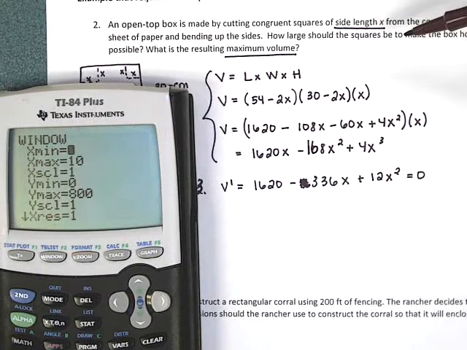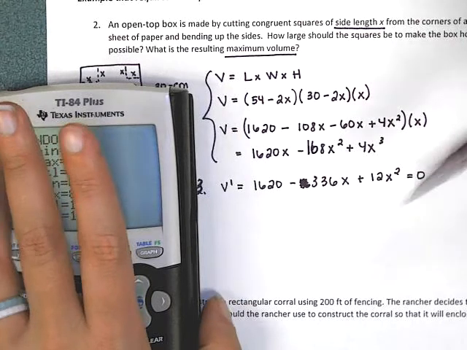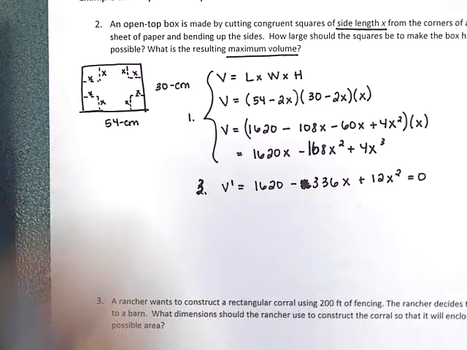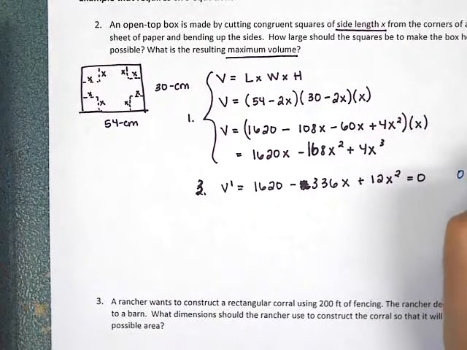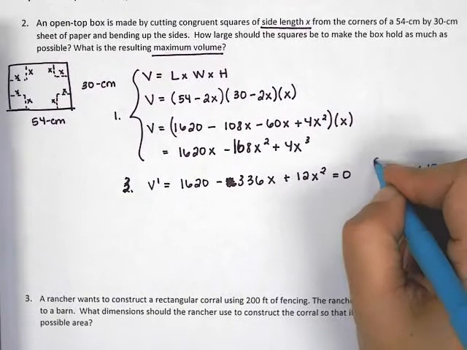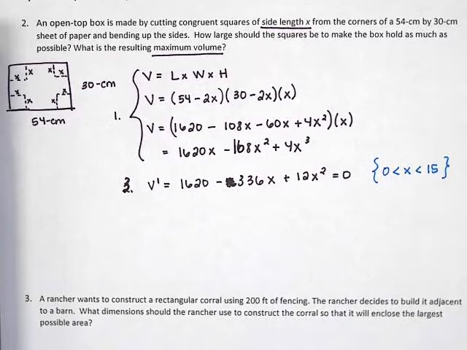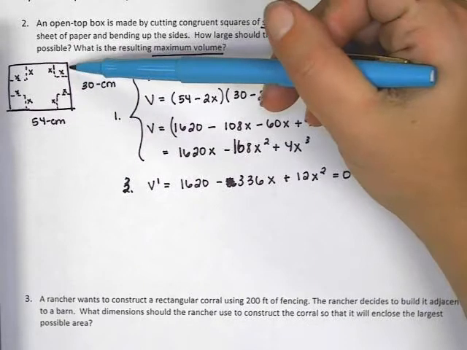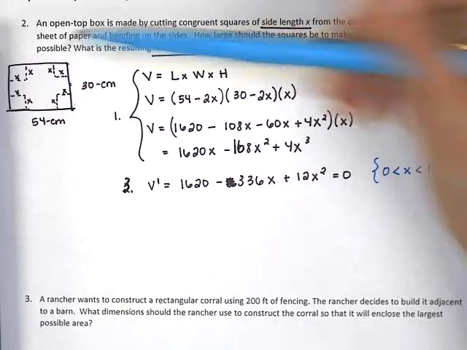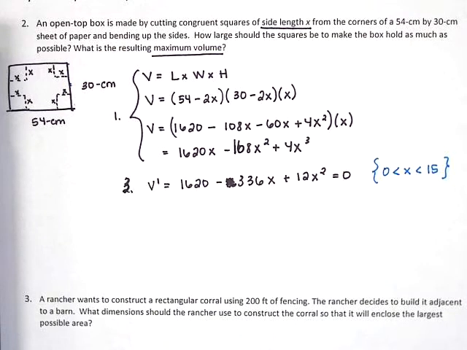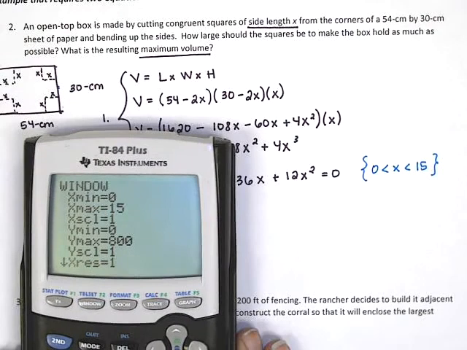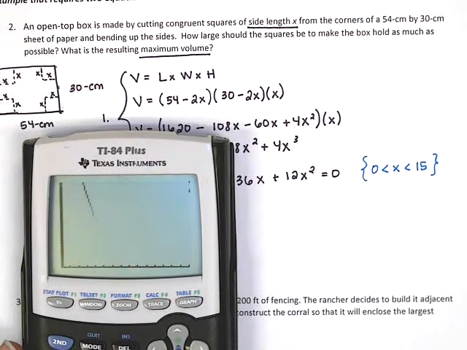Now the reason I'm going to adjust my window is because there's a certain restriction to what x can be. If I want to cut x out from this box, then x has to be bigger than 0, but it also has to be less than 15. Because if I try to cut out a size square that's bigger than 15, it's not going to be possible if my side is only 30 centimeters. To take 15 from this side and 15 from this side, it wouldn't be possible. So my x's have to be between 0 and 15, which means I'm going to change my window to go between 0 and 15. I'm going to go ahead and look at my graph.